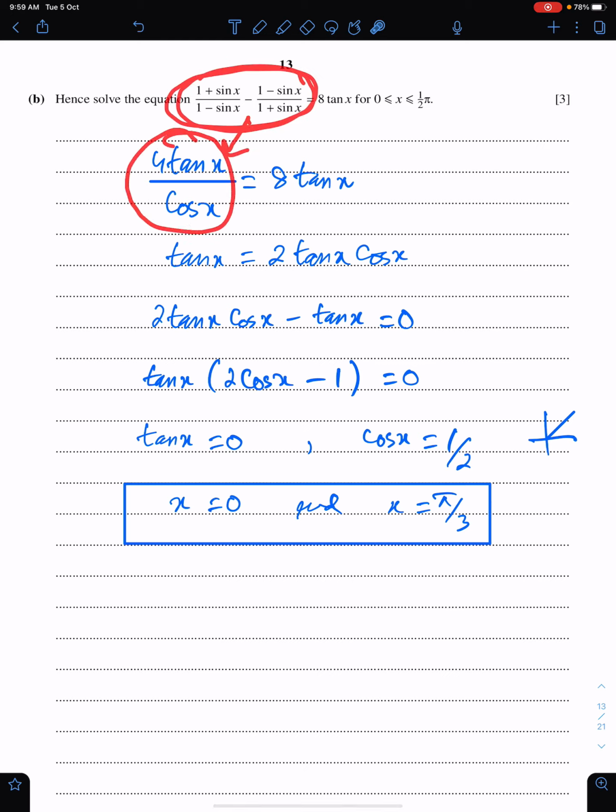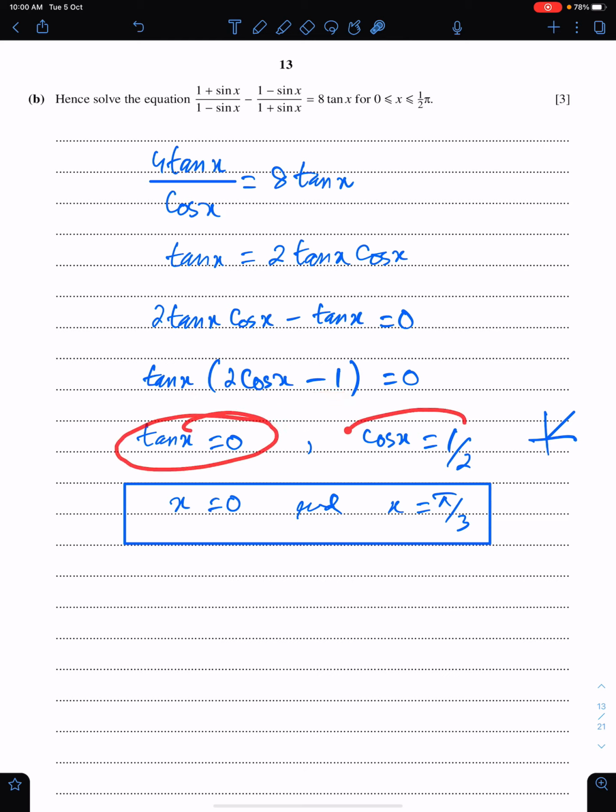Now never cancel these two tan. Always factorize this equation. So first you need to multiply this here. Again you cannot cancel these two tan. You need to bring everything on left hand side. So when you set this equation to 0, then you can easily take tan x common like this.